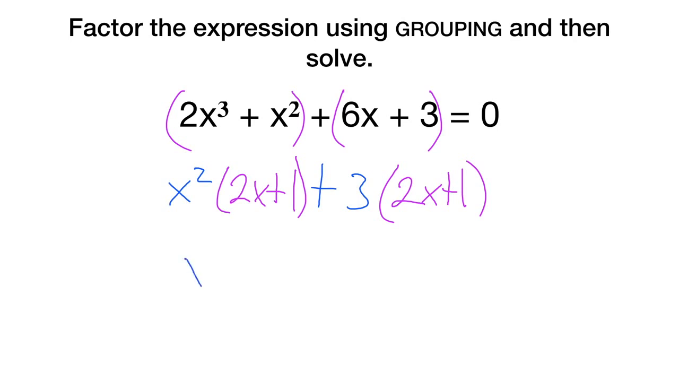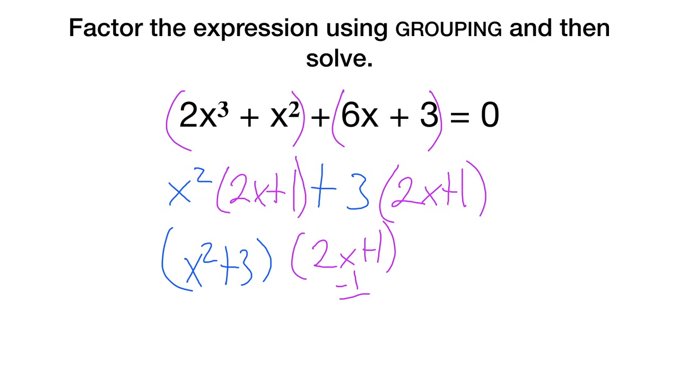So (x squared plus 3) times (2x plus 1). My zeros are, with 2x plus 1, negative 1 over 2. And then with the x squared plus 3, remember it ends up having to be the square root of a negative, so i, and then the square root of 3. Plus or minus i square root of 3, and those would be our answers there.